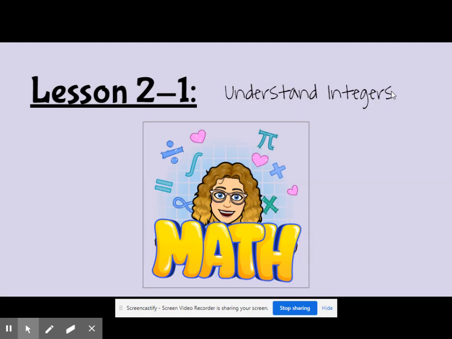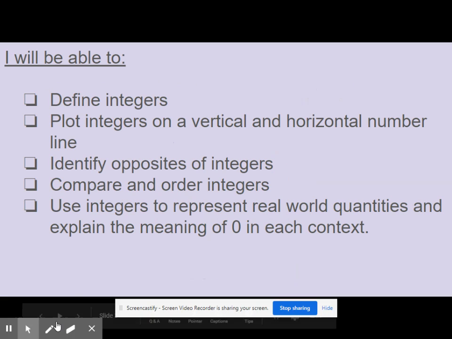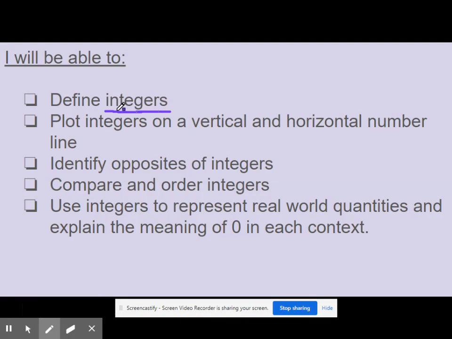So if you're watching this recording, you may be watching the whole lesson, whereas in class, I'm not sure how much we're going to get through. So today, we're going to be understanding integers. We have a really long to-do list in order to be successful. The first thing we have to be able to do is define integers. So that's one of our main vocabulary words.